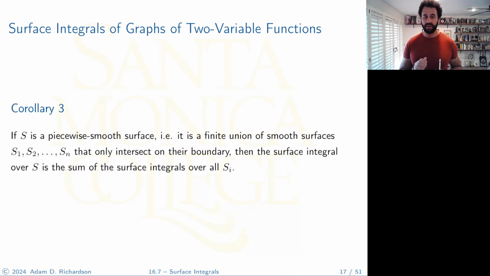Okay, a natural corollary to all of this: if your surface is a piecewise smooth surface, in other words, a finite union of smooth surfaces that only intersect on their boundary, then the surface integral over S is the sum of the surface integrals over all of the S sub i's. So just do the surface integral over this one, and so on for all the rest, and then you add up the results, and that will give you the total surface integral. We're going to use this right now, actually.